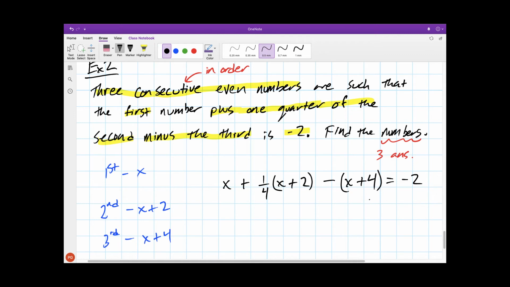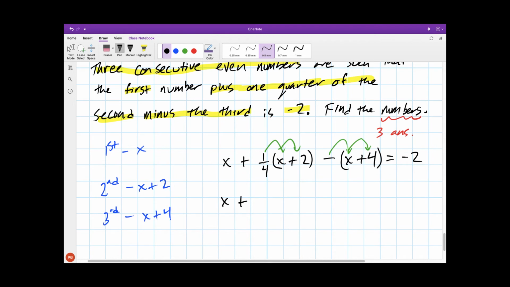We've got to make sure we're putting brackets around the entire number here. We're not just subtracting the x, we're subtracting both parts. Once we have this equation, we can get rid of our brackets like we saw before by distributing. So we're going to need to distribute both the 1/4 and this minus sign, and you should end up with something like this. Now, as you can see, we've also got fractions.